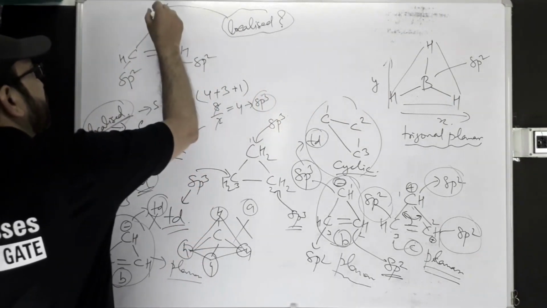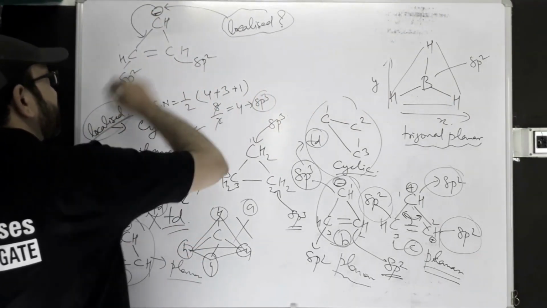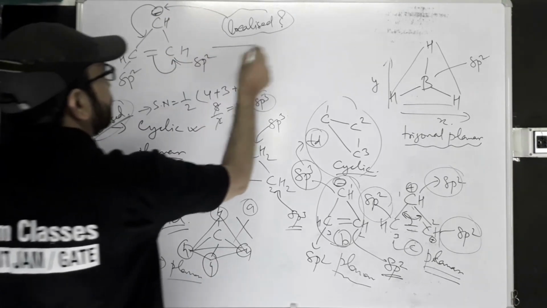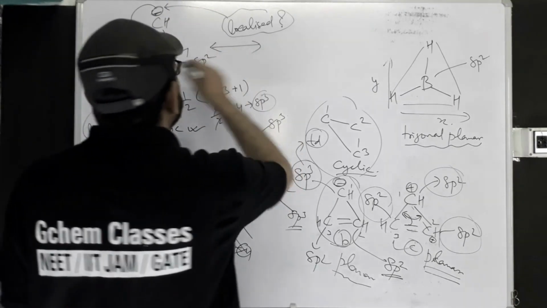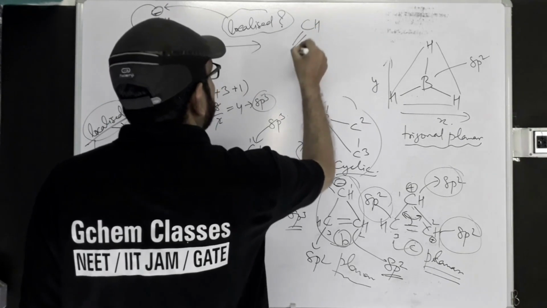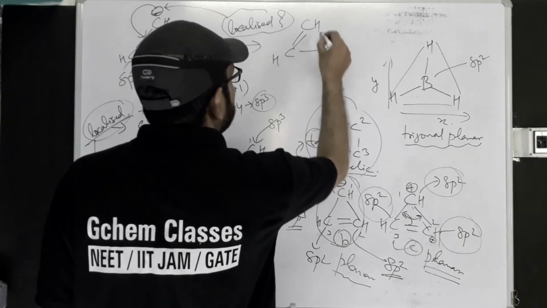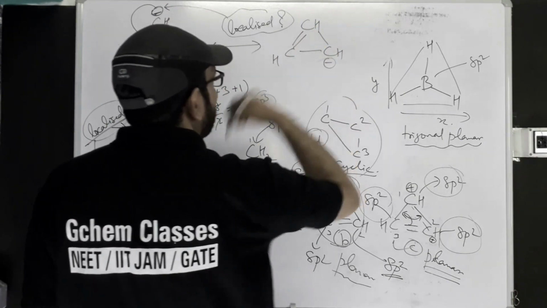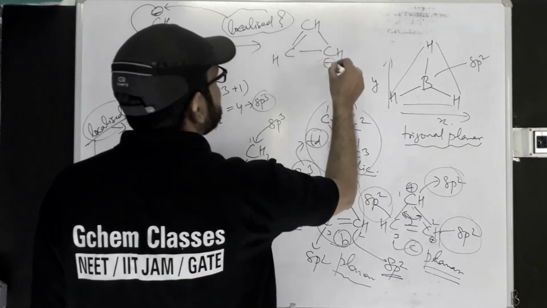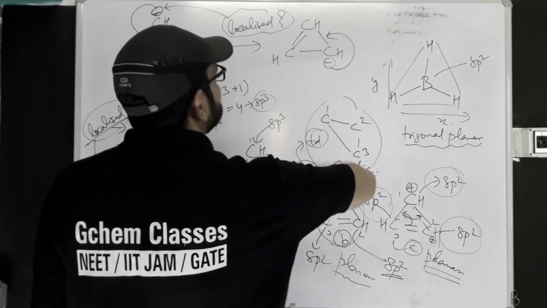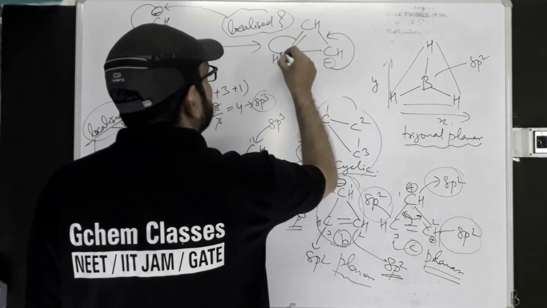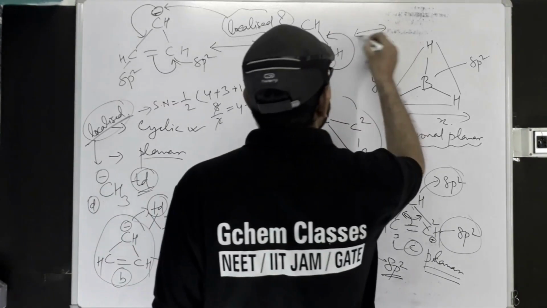Now you understood, right? So now what will happen? This will shift here and this will move here. Next, what will happen? See, CH, double bond, CH, and then your CH and negative charge. Again, what will happen? This negative charge will move here, and this will be coming here. So again, what will happen?